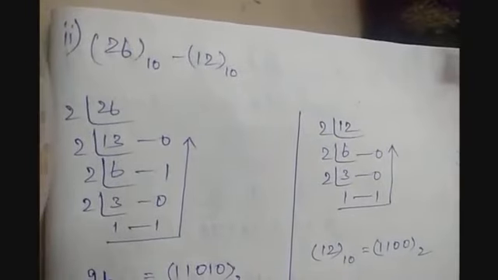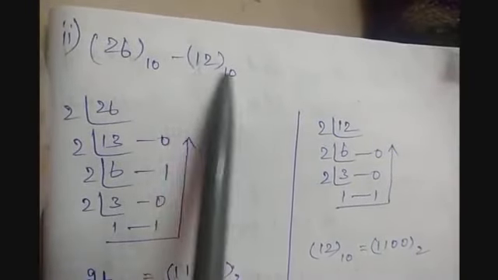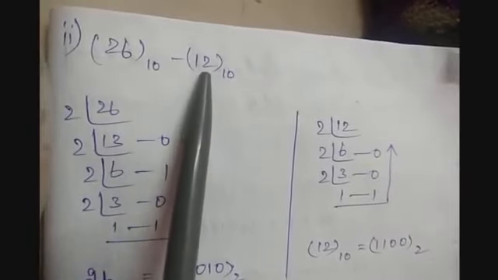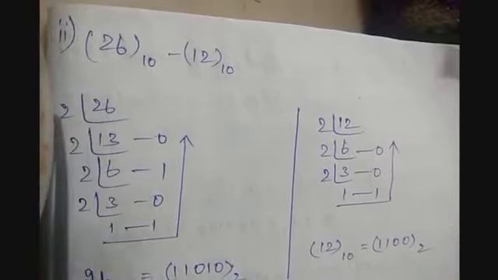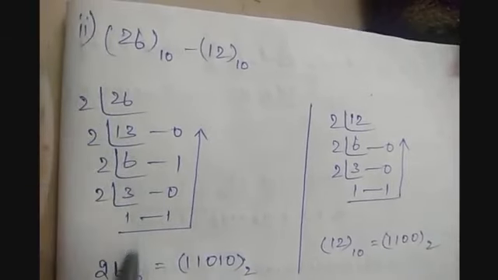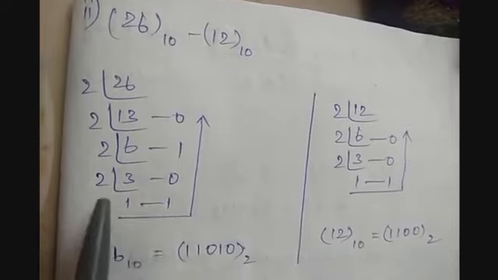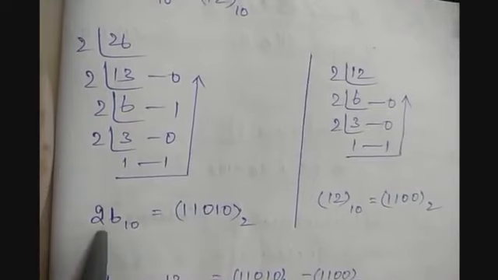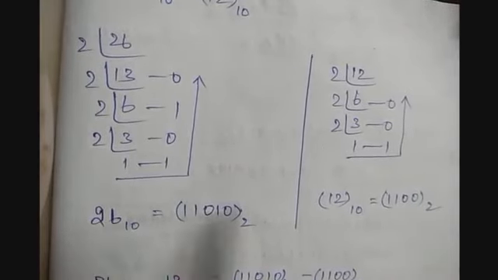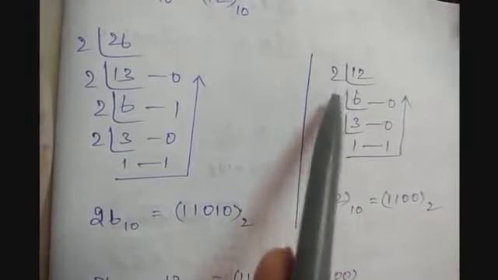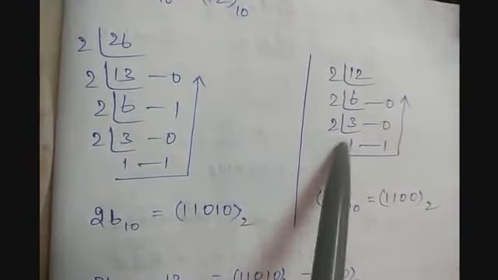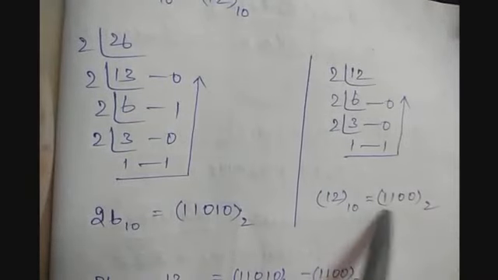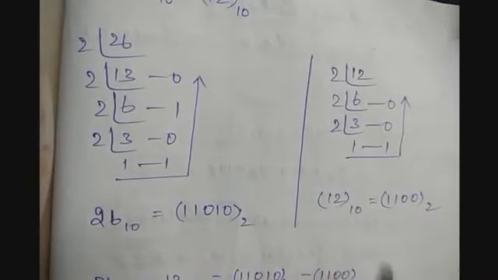So next one, 2's complement based, 26 minus 12. Both are decimal numbers. First, we need to convert these decimal numbers into binary numbers. So 26, I'm going to divide this 26, then I got the values 11010. This is the binary equivalent of decimal number 26. And for 12, divide 12 by 2, you get 6, then 3, then 1. 1100 is the binary equivalent of decimal number 12.